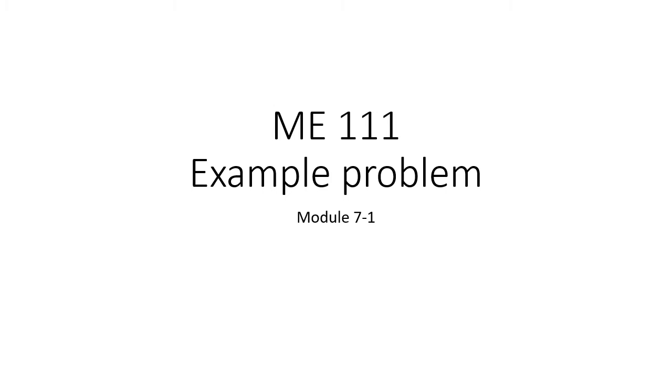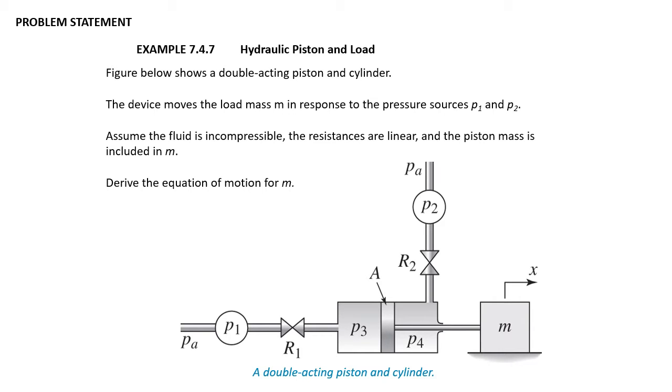Let's take a look at an example problem for ME111 in Module 7.1. In this example problem, we have a hydraulic piston and a load. The figure below shows us a double acting piston and a cylinder. It tells us that the device moves some load mass M in response to the pressure sources P1 and P2. So here's our load mass M, here's our pressure source P1, and here's our pressure source P2.